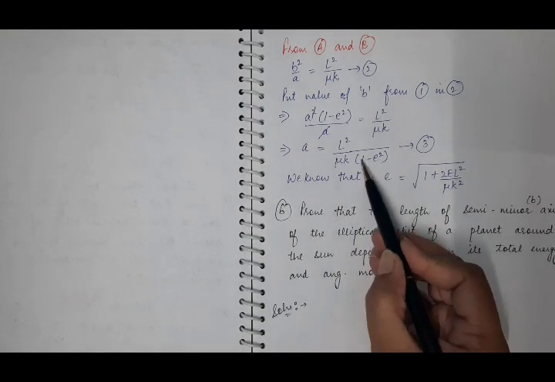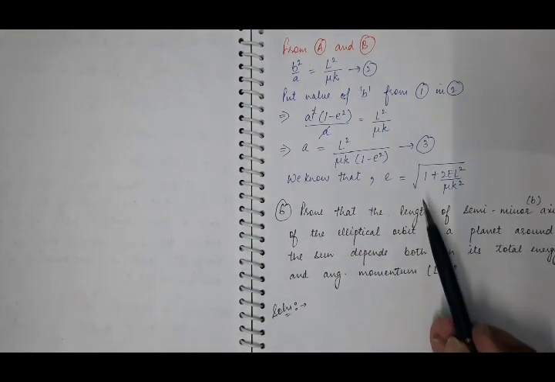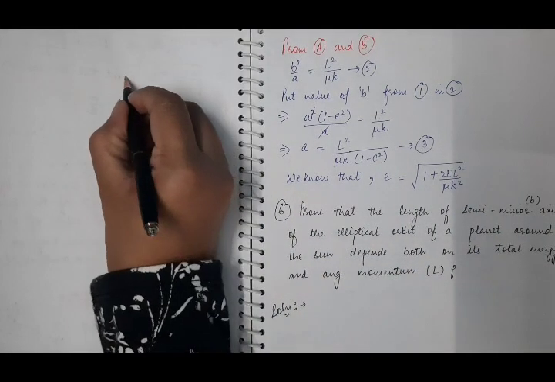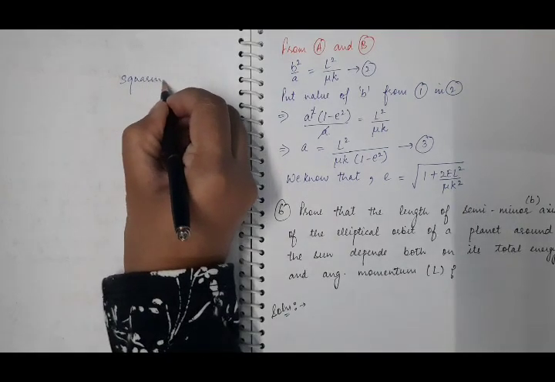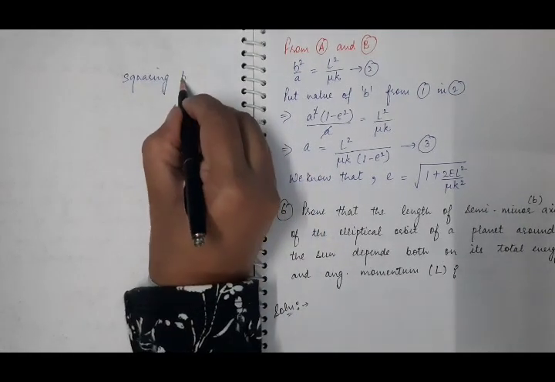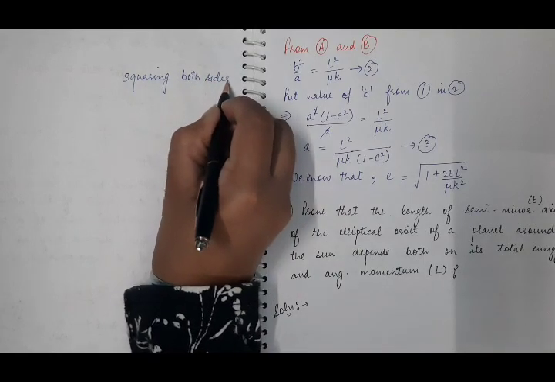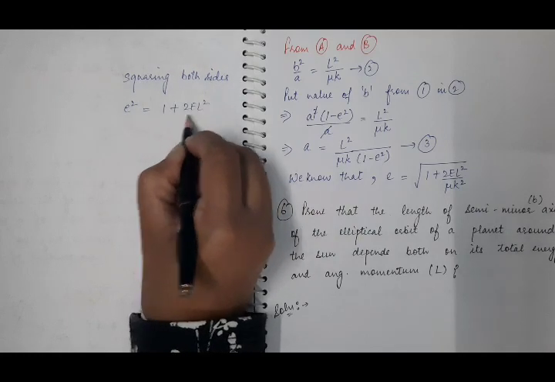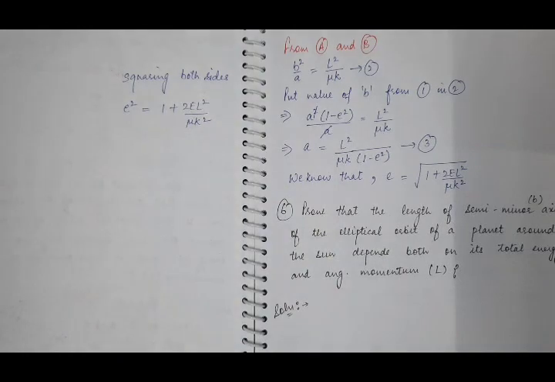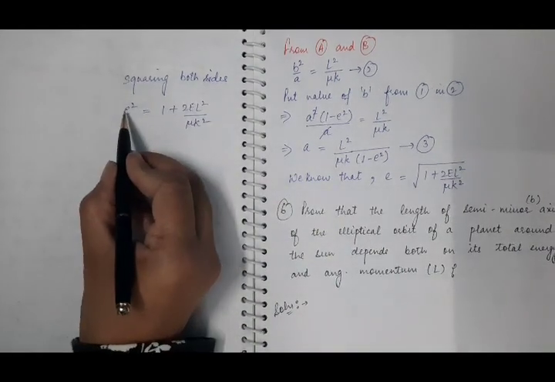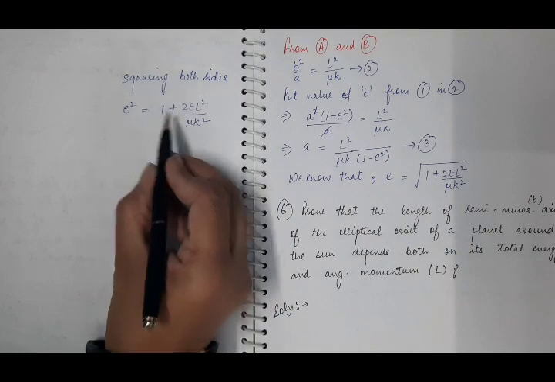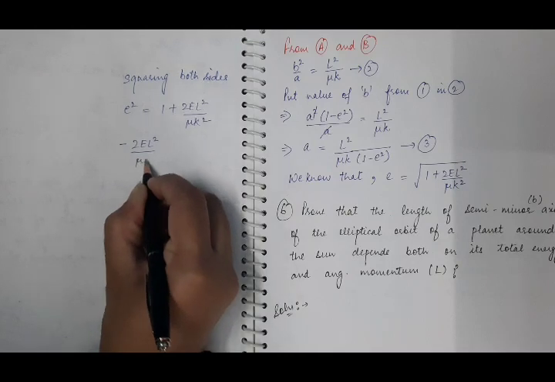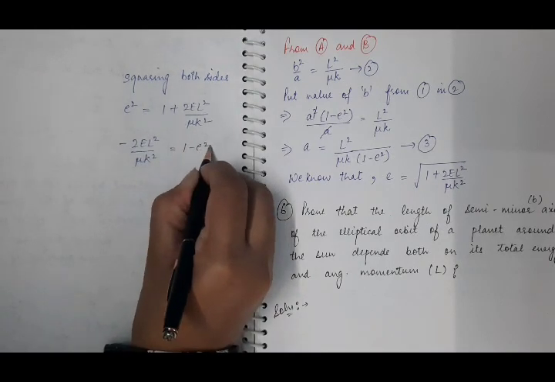We need the value of 1 minus E square. So find the value of 1 minus E square from this equation, squaring both sides. Squaring both sides, you will get E square equal to 1 plus 2E L square by mu k square. The root will be cancelled out with the square. Then move this E square to this side and move this term to this side. So it will be minus 2E L square by mu k square, and it is equal to 1 minus E square.